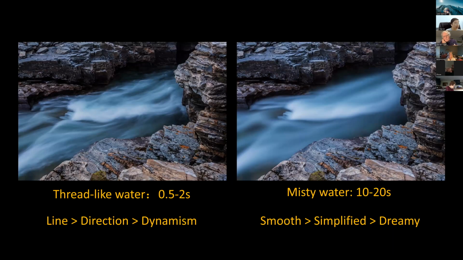That being said, if you want to shoot waterscape, you don't need ridiculously long exposure. If you want to make your water look directional, look like it's flowing, look dynamic, all you need is half a second to 2 second exposure. If you want to make the water look smooth, simple, dreamy, romantic, whatever, all you need is a 10 to 20 second exposure. As simple as that. This is all you have to remember.